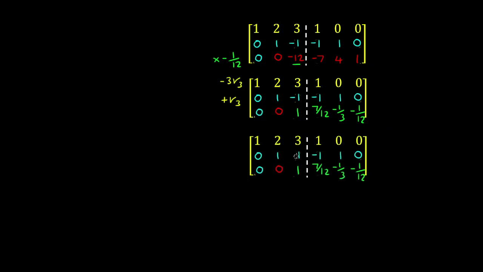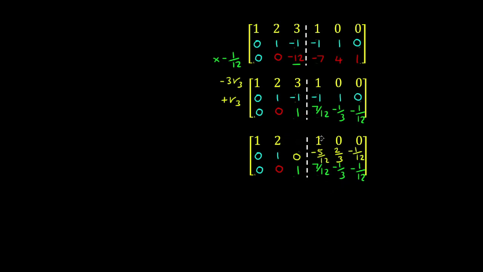So starting with row 2, we have minus 1 plus 1 is 0, minus 1, which is minus 12 on 12, plus 7 on 12 is minus 5 on 12. And then 1, which is 3/3, minus a third is 2/3. And 0 minus 1/12 is minus 1 on 12.